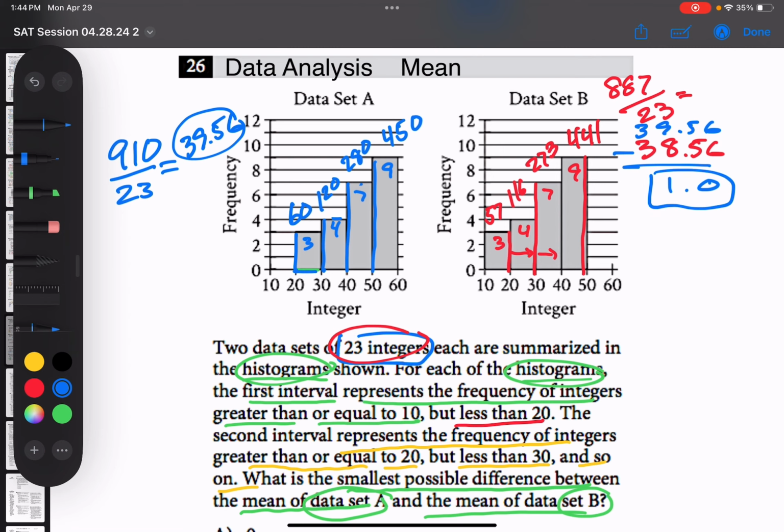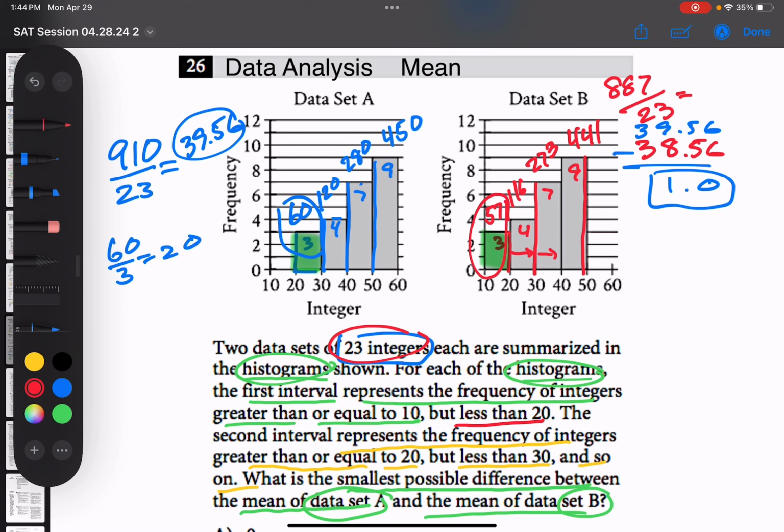But did we have to do all that work? No. All we had to do, and I'll highlight it, is focus on one bar. And that's it. 60 divided by 3. Here, I'll show you. 60 divided by 3 numbers equals 20.